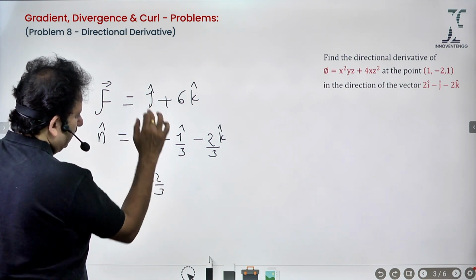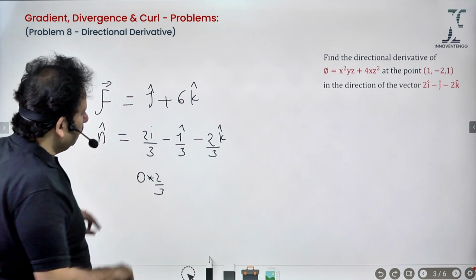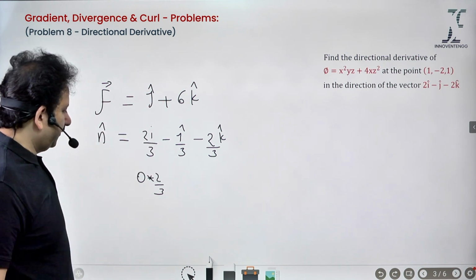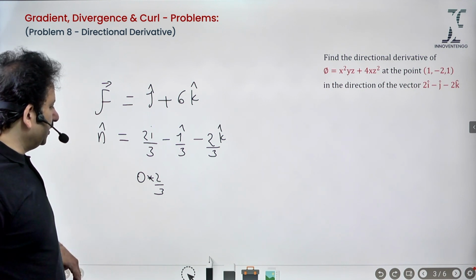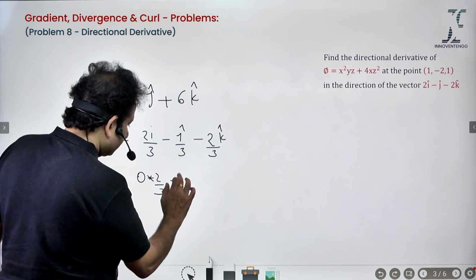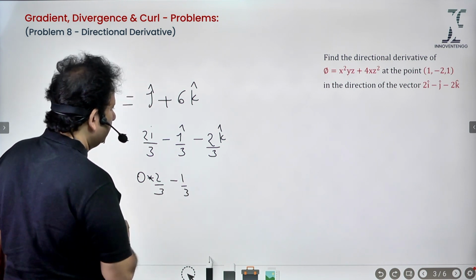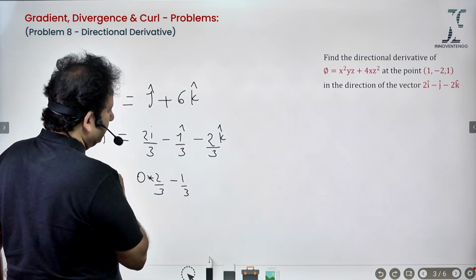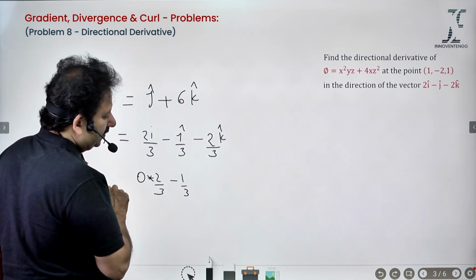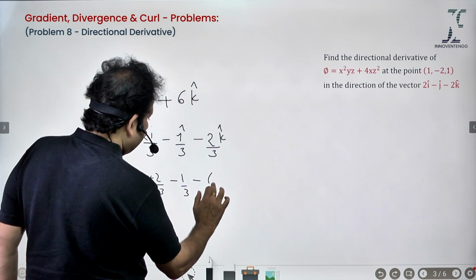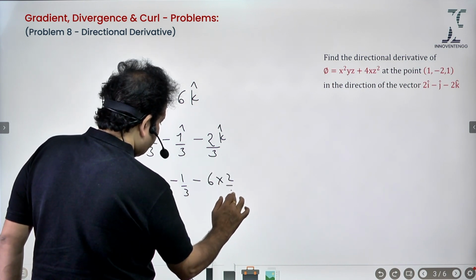You have plus 1 and minus 1 by 3. The coefficient of j here in the gradient is plus 1, and in the unit vector n it is minus 1 by 3. So it's going to be simply minus 1 by 3. And what about the k-th component? It is 6 for the gradient, and for the unit vector n it is minus 2 by 3. So it's going to be minus 6 into 2 by 3.